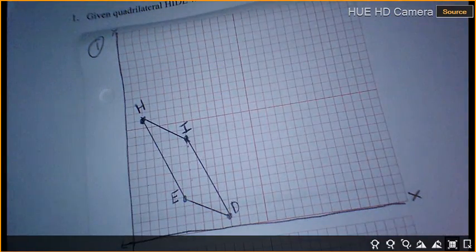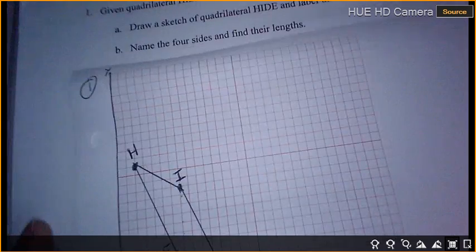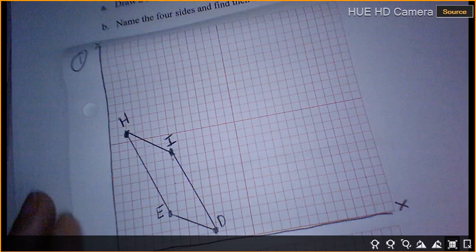Okay. The whole point of this is to discover what shape this is, but you have to have proof behind it. So we drew and we sketched it. Now I'm going to list next to it, on this paper right here, my 4 sides. I've got H to I, I to D, E to D, and E to H, each with the answer.